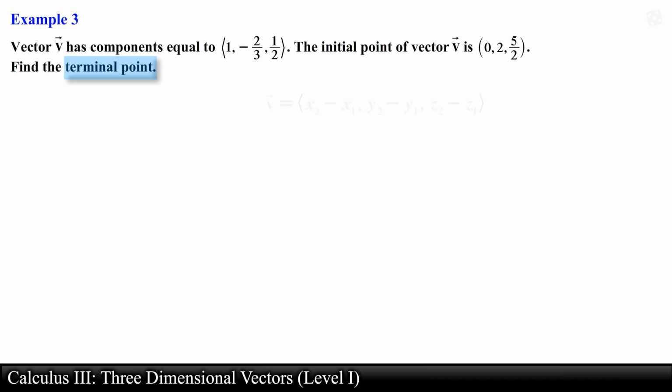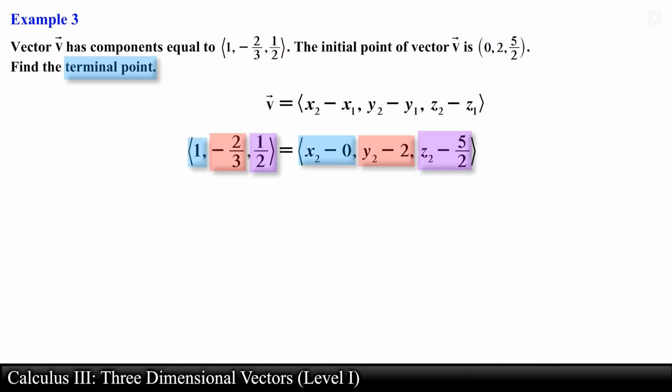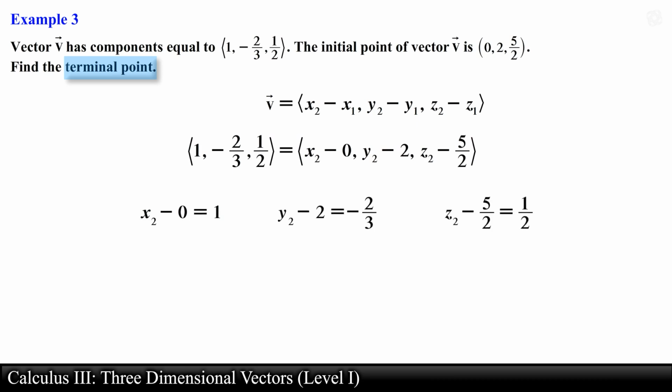We can figure out the terminal point by using the expression for finding the components of a vector and working backwards. We know that if we subtract the coordinates of the initial point from the coordinates of the terminal point, we should obtain the component form. With this setup, we can see that finding the terminal point essentially requires us to solve for the x, y, and z coordinates of the terminal point. Isolating each expression and solving for the coordinate, we obtain (1, 4/3, 3) as the terminal point. Alright, in our next video, we will go over slightly more challenging examples.